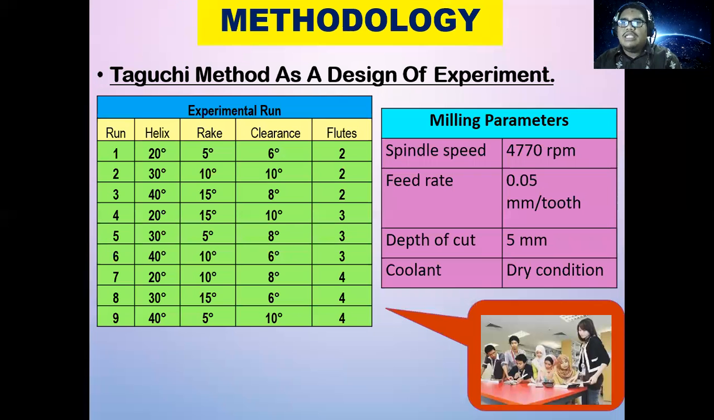For the methodology, we use the Taguchi method as the design of our experiment. There are nine experimental runs, consisting of different values of helix angle, rake angle, clearance angle, and flute number. We keep the milling parameters constant: for the spindle speed, we use 4,770 revolutions per minute; for the feed rate, 0.05 millimeter per tooth; for the depth of cut, 5 millimeters; and we cut in dry condition.